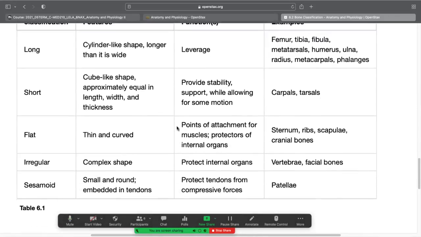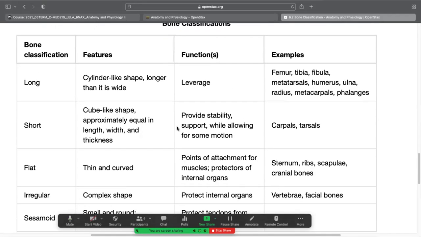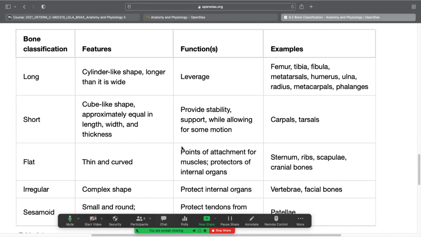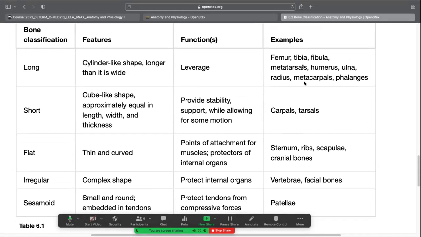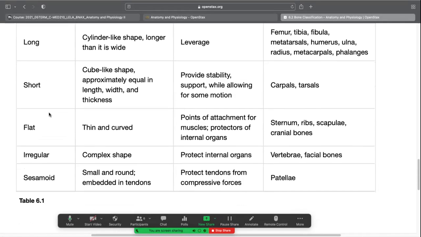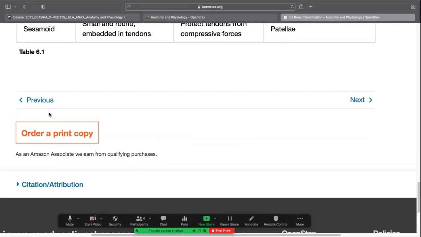Ooh, look at here. And they have a nice chart that gives you examples. So good on examples, and it's the best to use it visually. Long, short, flat, irregular, and sesamoid.